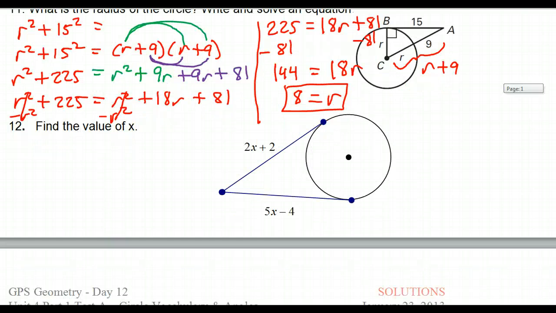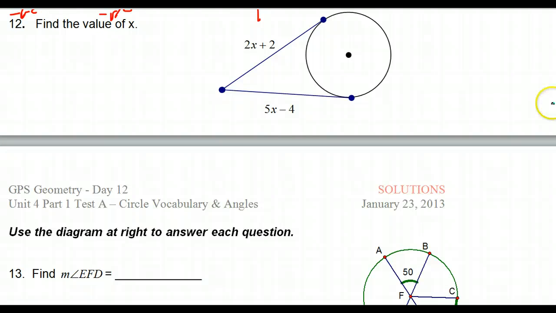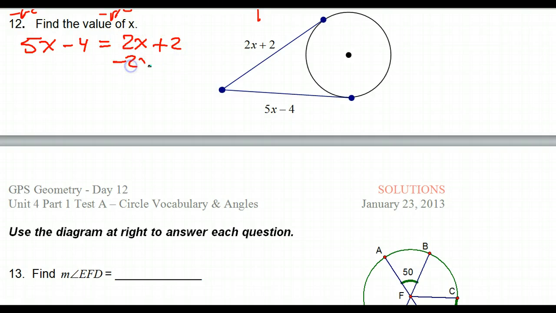So number 12, we're going to find the value of x. When you have a common tangent like this, they are always going to be equal to each other. So we can just set them equal to each other like this. 5x minus 4 is going to equal 2x plus 2. So subtract 2x from both sides, so that'll be 3x minus 4 is equal to 2.